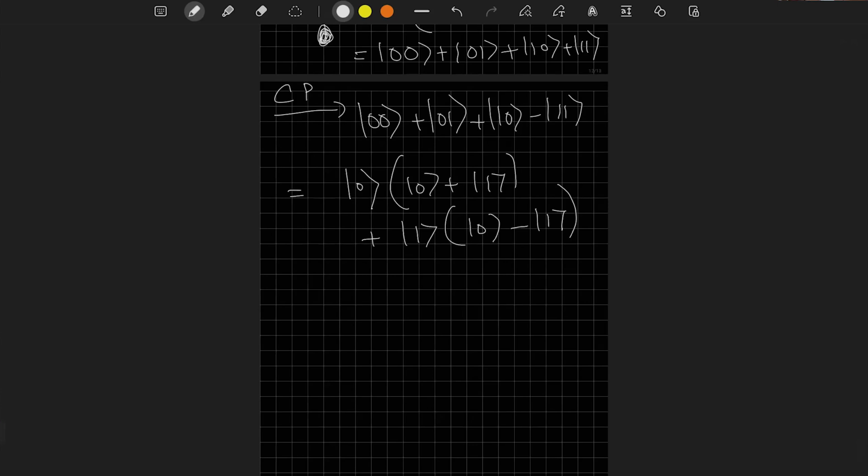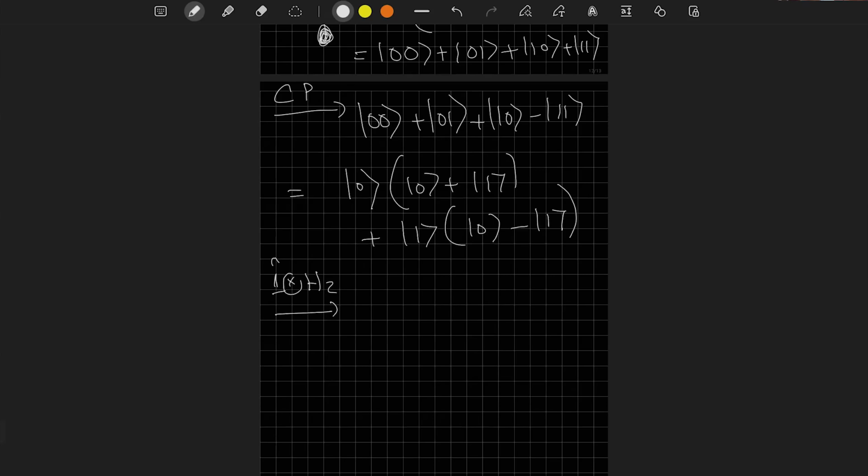You can immediately look at this. You cannot write this as a tensor product of two sets. It's not separable. If you just had this term, it would be separable, or just had the second term, it would be separable. So suppose I were to do a Hadamard gate on the second qubit. Nothing on the first qubit, and a Hadamard gate on the second qubit. So I just do a local operation. It's called a local operation.